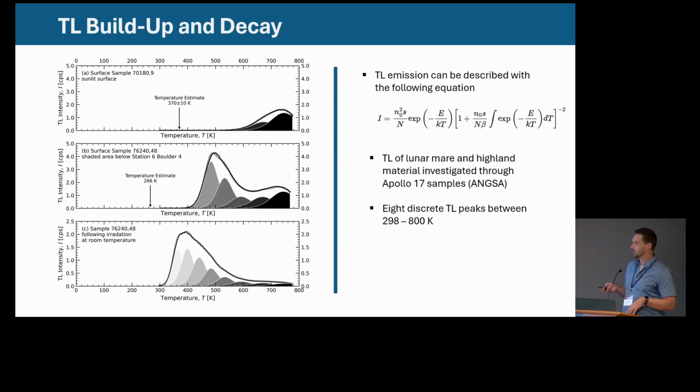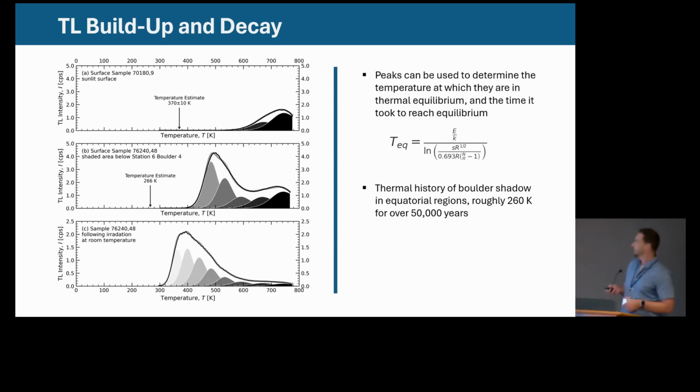When we irradiate a sample at room temperature, we have a total of 8 peaks. That's really what's coming out of the Yangtze studies: we are finding 8 discrete peaks from room temperature up to 800 degrees Celsius in typical lunar mare and highland material. So what can we do with these peaks? We can rearrange the equations and come up with the equilibration temperature that each peak would represent. This is where these temperatures come from.